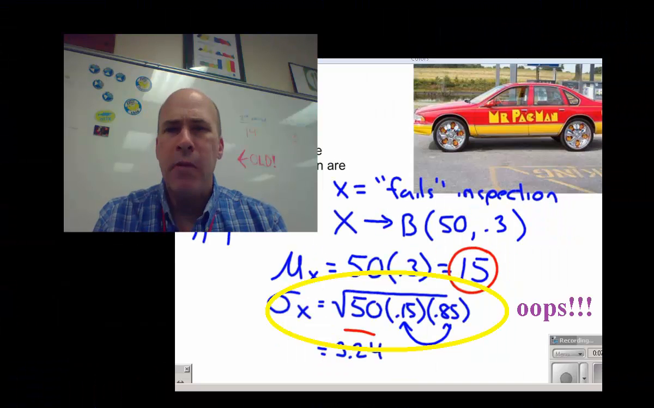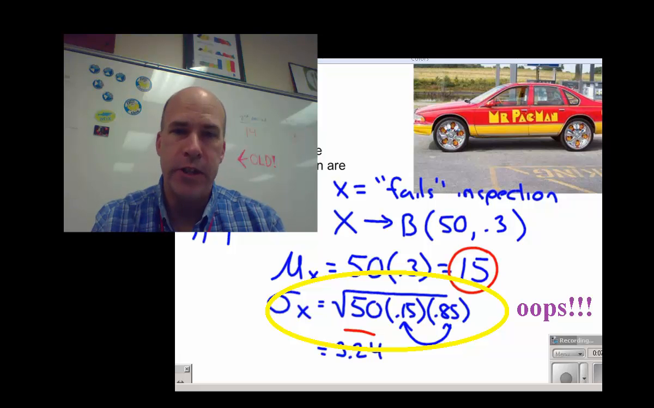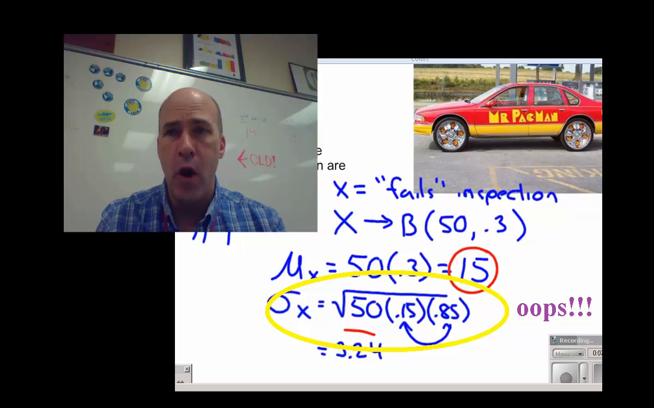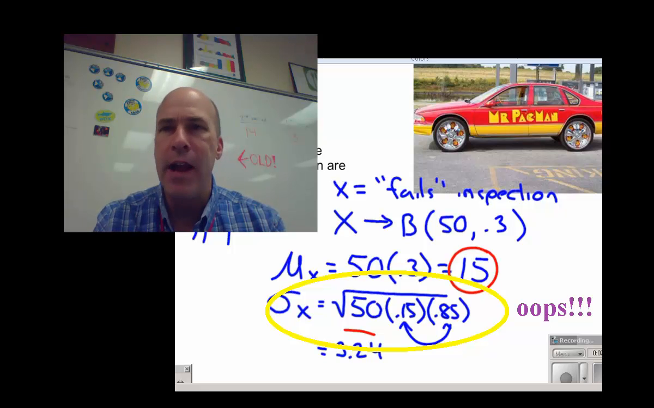So hi gang, before we end this video, you may have noticed a small error in the last computation for standard deviation. Notice in yellow here I have probabilities of 0.15 and 0.85. Those were the probabilities from the previous problem about defective parts. Here in this problem about cars failing inspection, I really should have 0.3 and 0.7. So just a small little boo-boo there. You do get the correct answer of 3.24, so make sure you make that correction in your notes. And this is the end of the binomial probabilities video.